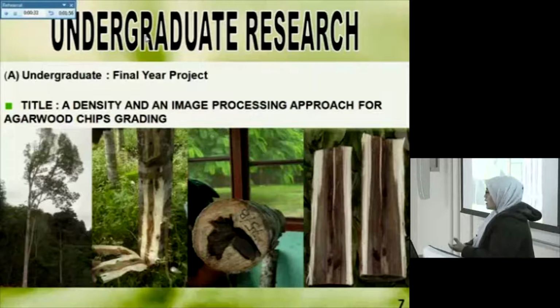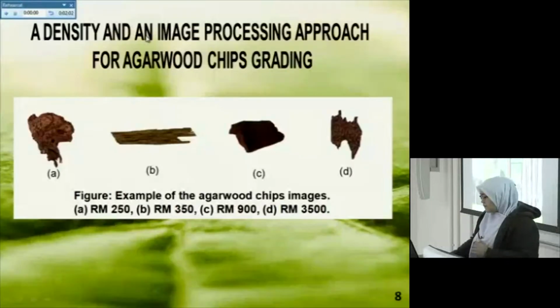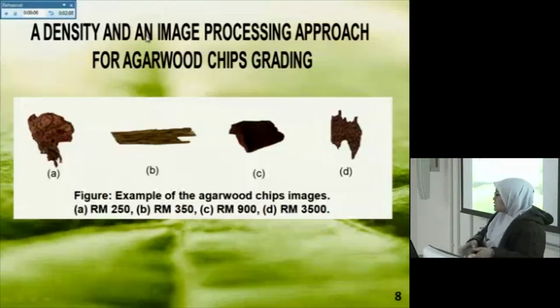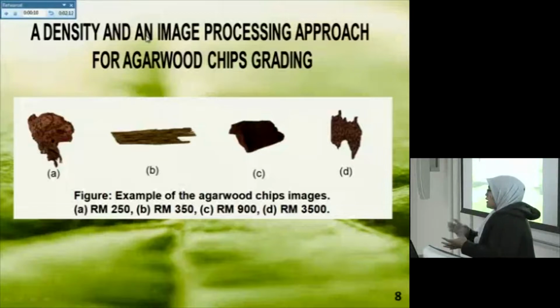Normally, they do the grading by manual eye inspection from some expert people. According to them, they grade based on the color. The darker the wood, the higher the price is. And second, if the higher-priced chips are put into water, they will sink, but the lower-priced ones will float.